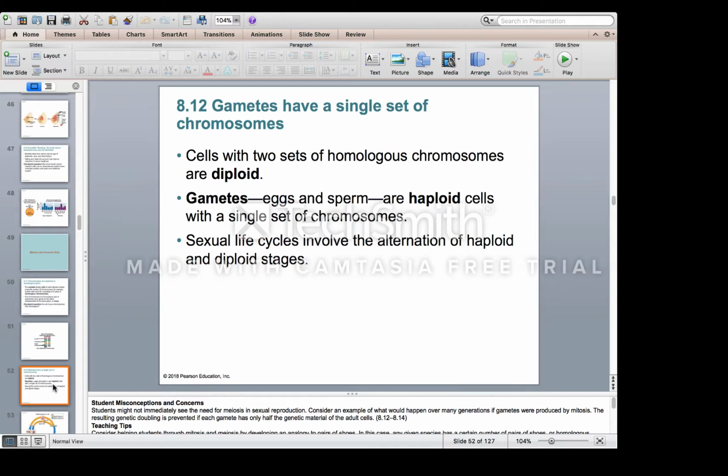So really what you're taking a look at is a life cycle that is involving an alternation of both haploid and diploid cells, right? So, for example, over many, many generations, if gametes or sex cells were produced by mitosis, the genetic material would just start to divide over and over, right? If they were produced by mitosis, it would just be copies of one another. It wouldn't be through sexual reproduction. So your meiosis involves sexual reproduction or your gametes.